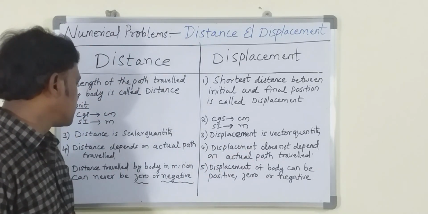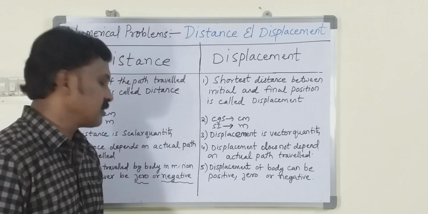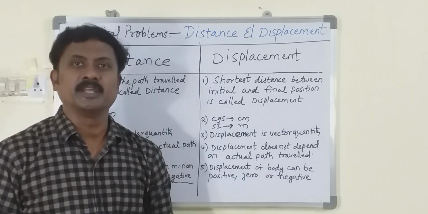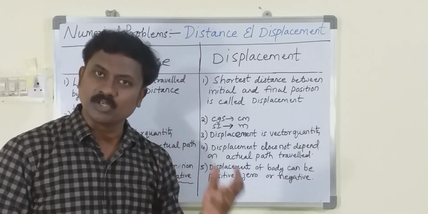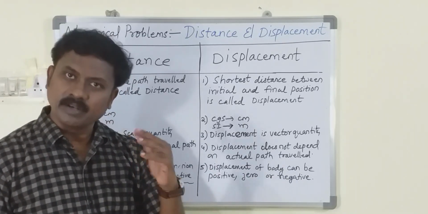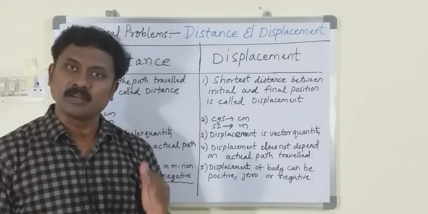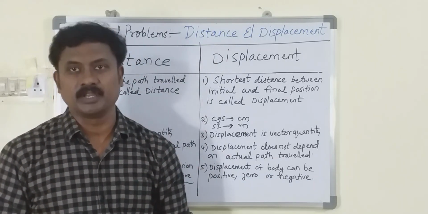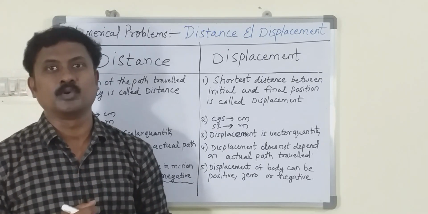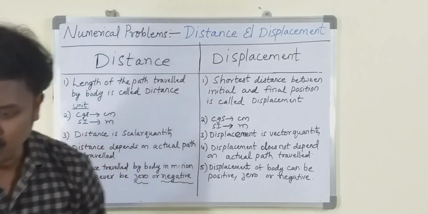The distance traveled by the body in motion can never be zero or negative. That is, when the body starts traveling, there is no chance that the distance can become zero or negative. Coming to displacement, displacement can be positive, it can be zero, it can also be negative. We have seen this in the previous class. And in this class we are going to discuss some important problems related to distance and displacement.